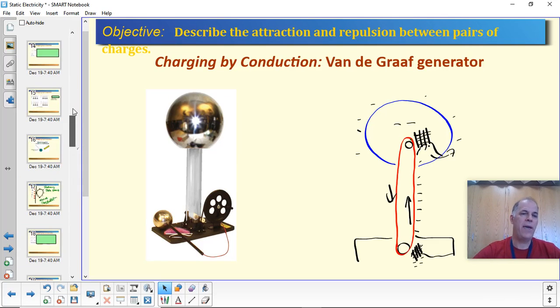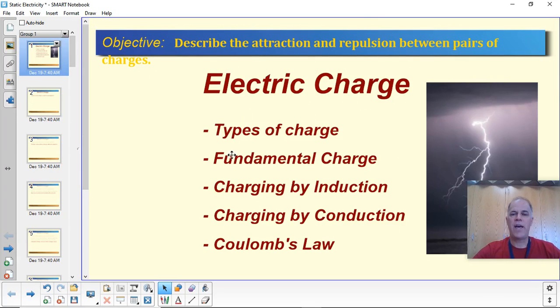This video has gone on long enough. So what have we done today? We have looked at electric charge and types of charge. We've learned what a fundamental charge is. We've learned about charging by induction and by conduction, and we will save Coulomb's law for another time. We'll do that in class next time because this has gone on long enough.